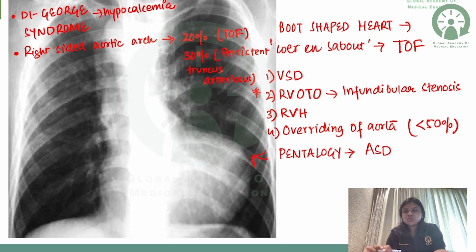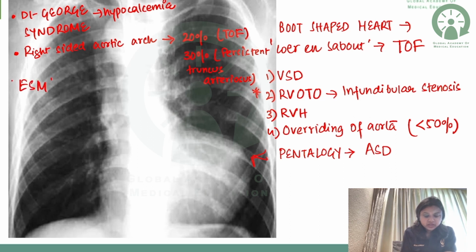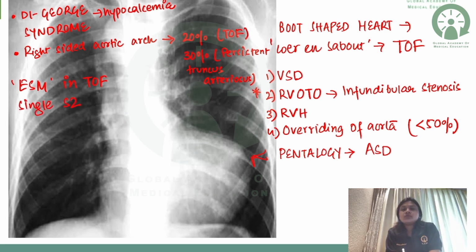So what murmur will it be? It is going to be an ejection systolic murmur. So we are going to get an ejection systolic murmur in case of TOF, and we are going to get a single second heart sound. So why a single second heart sound in case of TOF? Because the second heart sound is comprised of two components, A2 and P2, aortic valve and pulmonary valve. But here the pulmonary valve is either atretic or stenotic. So we are only going to hear the sound of the aortic valve closure, not the pulmonary valve. So we are going to get a single second heart sound.